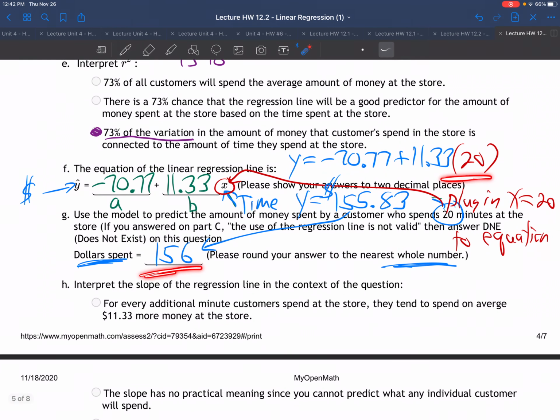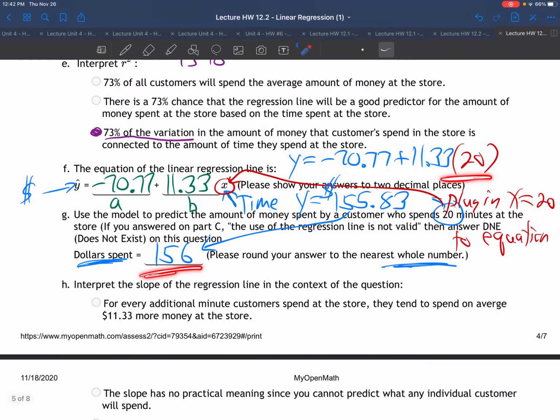What do the other options say wrongly? The slope has no practical meaning. No. As x goes up, y goes up? Well, yeah, but we can be more specific than that. Because the p-value was greater than the significance level, the use of the regression line is not valid. No, the p-value was not. We're good here. And then it says, interpret the y-intercept.